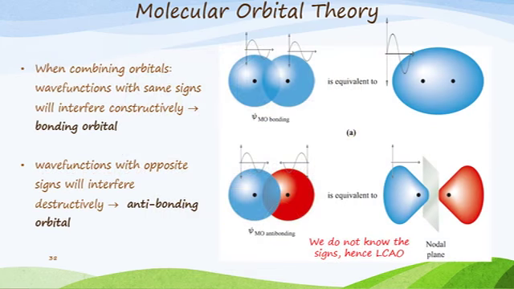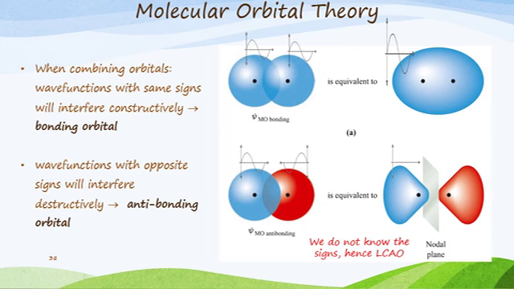Okay, so how do we do this? So let's take a nice easy example to start off with. When we combine orbitals, the wave functions that have the same sign are going to interfere constructively, and this is going to give us something called a bonding orbital. Okay, and when wave functions with opposite signs interfere, they're going to do so destructively, and we get something called an antibonding orbital. Now, I realize that sometimes this terminology can be confusing, because how can electrons sit in an antibonding orbital? Well, it just means that the orbitals are of higher energy because there's destructive interference.